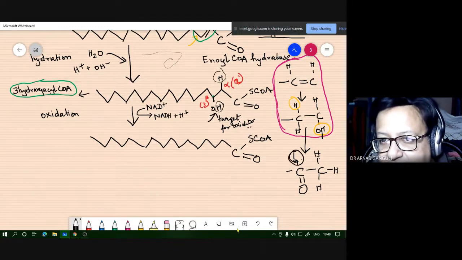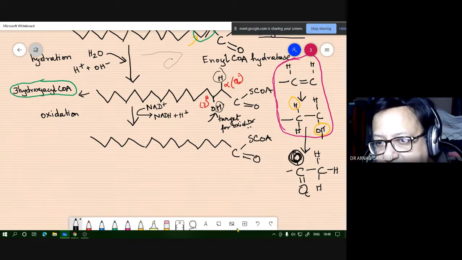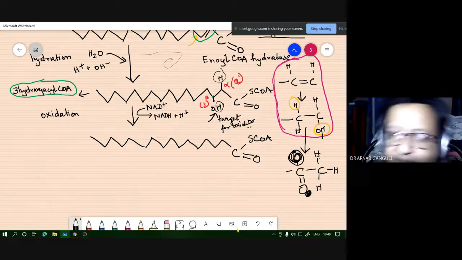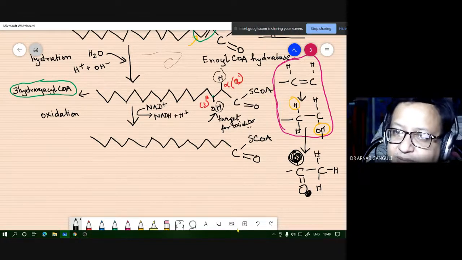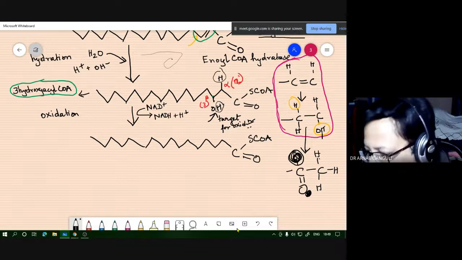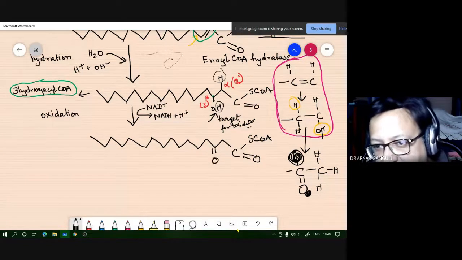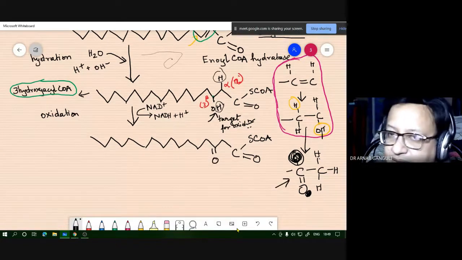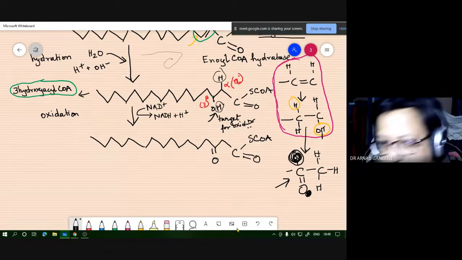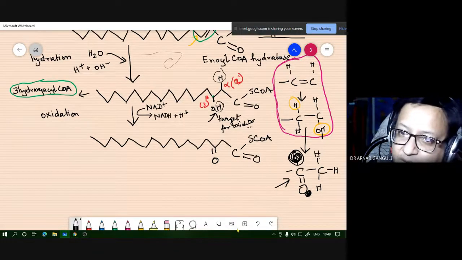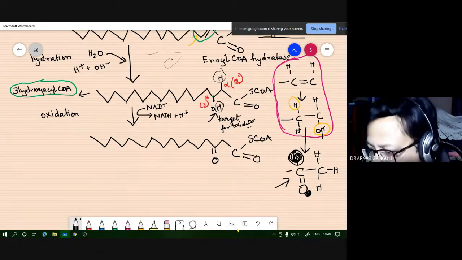This H has been stolen away here, and this another H has been stolen away here. So this particular structure forms, and this OH which was below here becomes this double bond over here. Now this type of one OH is over here. It's a very unstable structure.